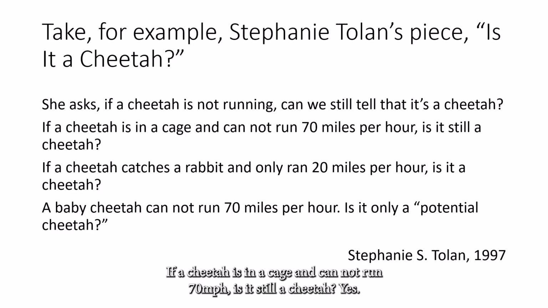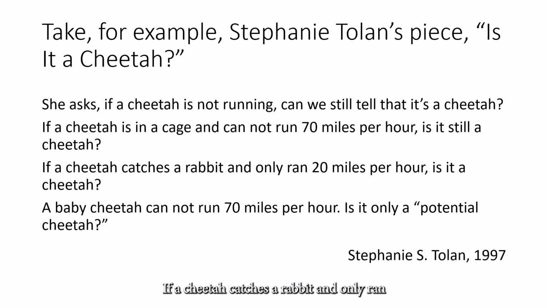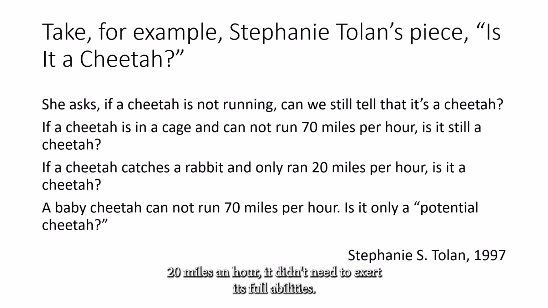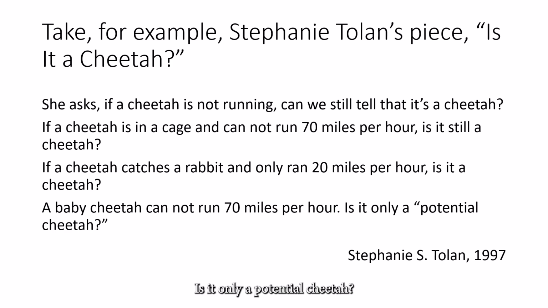If a cheetah is in a cage and can outrun 70 miles per hour, is it still a cheetah? Yes. If a cheetah catches a rabbit and only ran 20 miles an hour, it didn't need to exert its full abilities, is it still a cheetah? Why, yes. A baby cheetah cannot run 70 miles an hour. Is it only a potential cheetah? No, it's still a cheetah.